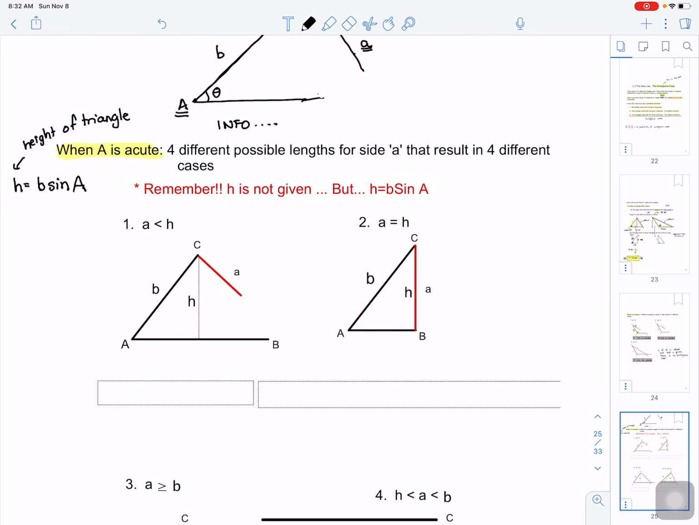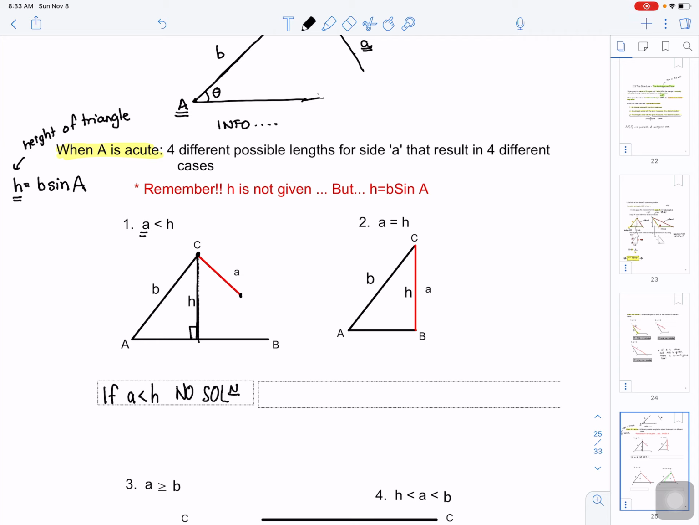Now, if side A is shorter than the height of the triangle, then we don't even get a triangle being formed. So if A is less than H, we get no solution. Because what's going to happen is this little piece is shorter than making a 90-degree triangle, so we're not even going to get a triangle being formed.